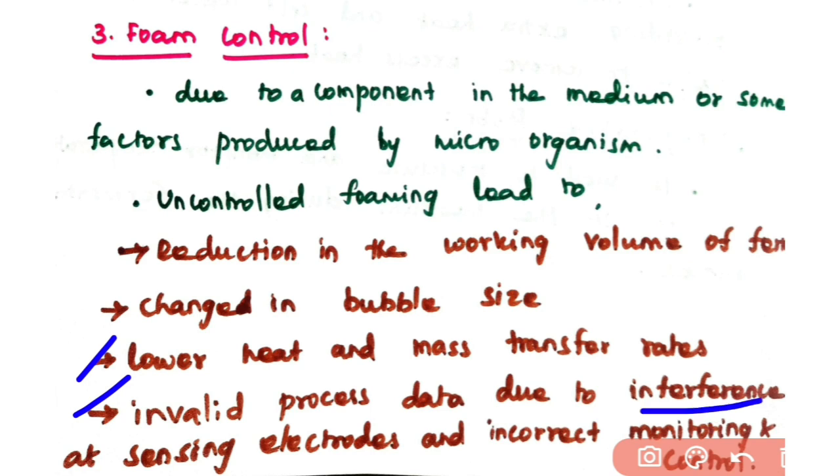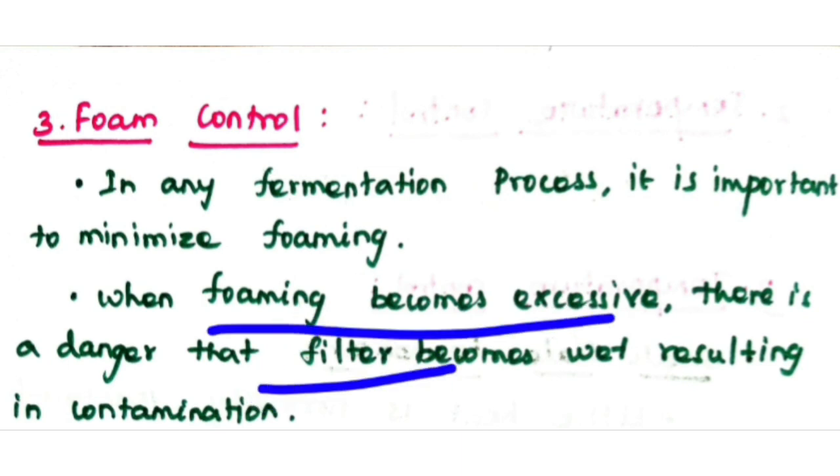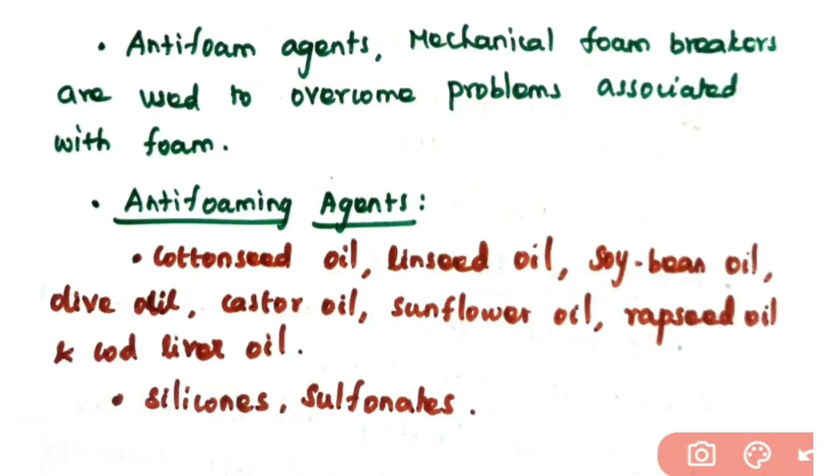So there is interference at sensing electrodes. It leads to incorrect monitoring and control of your process, so it is very important to minimize foaming. When foaming becomes excessive, there is a danger that your air filter becomes wet, resulting in contamination. So to prevent this foaming, we can use anti-foaming agents, or you can go with mechanical foam breakers.